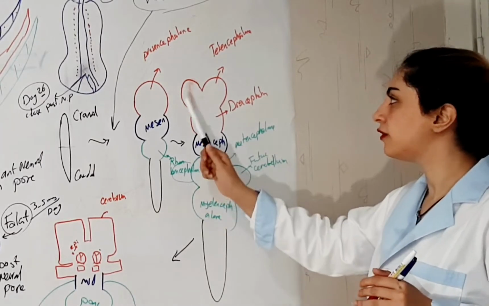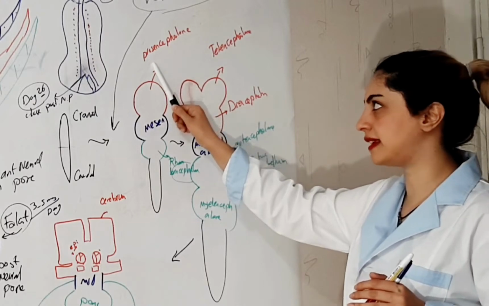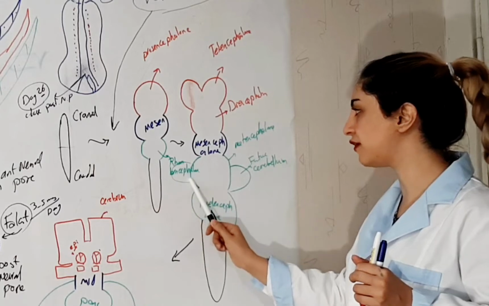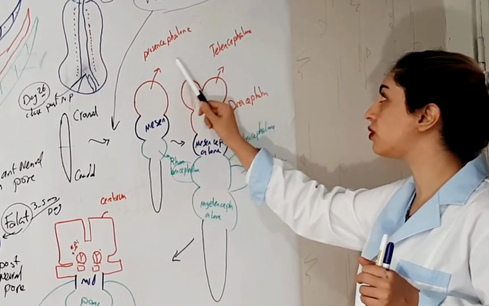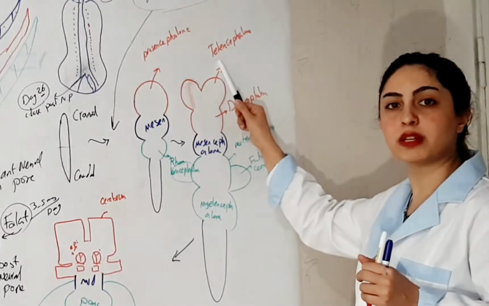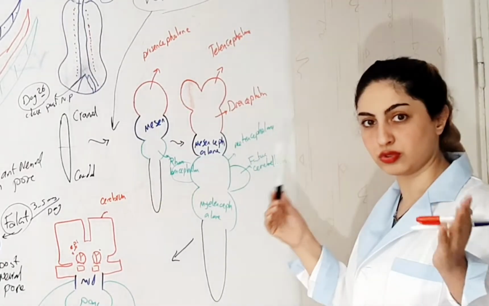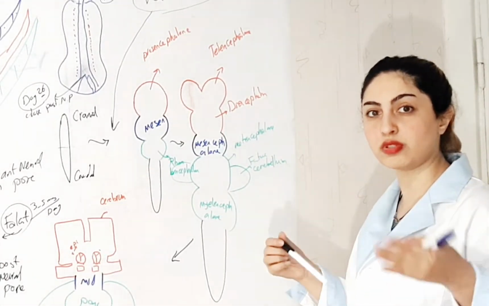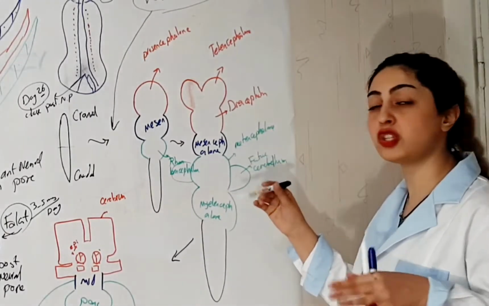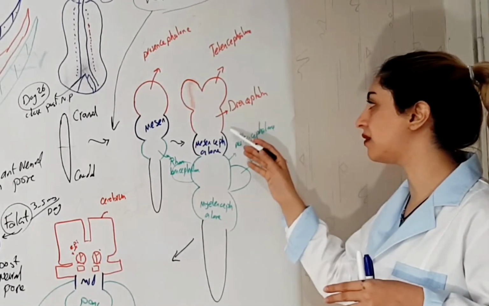So what happened? Another time, the cranial part is going to change to have some vesicles. 3 vesicles first: the prosencephalon, mesencephalon, and rhombencephalon. And the prosencephalon is going to make the telencephalon and diencephalon. The telencephalon will become the cerebral hemisphere, and the diencephalon becomes the thalamus, subthalamus, epithalamus or pineal gland, and also the hypothalamus and parts of the limbic system.